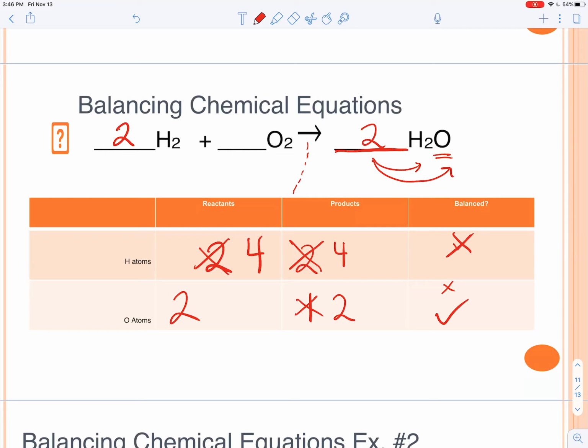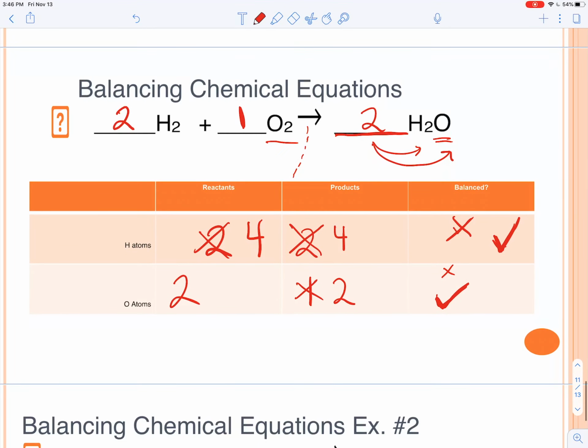I've got 4 hydrogens on the right side, 2 oxygens on the left side, 2 oxygens on the right side. Everything is balanced. I'm going to put a 1 here just to make sure I have a number in front of each of these reactants and products. And if we do a final count, we can see that these are indeed balanced on both sides. Okay, so make sure you're updating your numbers after you put those coefficients.